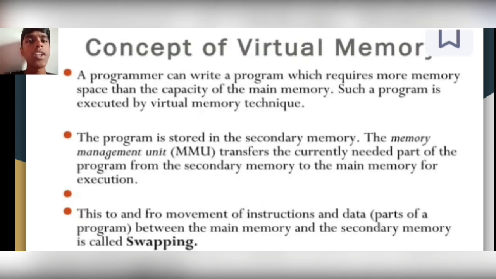Concept of virtual memory. A programmer can write a program which requires more memory space than the capacity of the main memory. Such a program is executed by virtual memory techniques. The program is stored in secondary memory. The memory management unit, MMU, transfers the currently needed part of the program from the secondary memory to the main memory for execution. This movement of instruction and data parts of a program between the main memory and the secondary memory is called swapping.